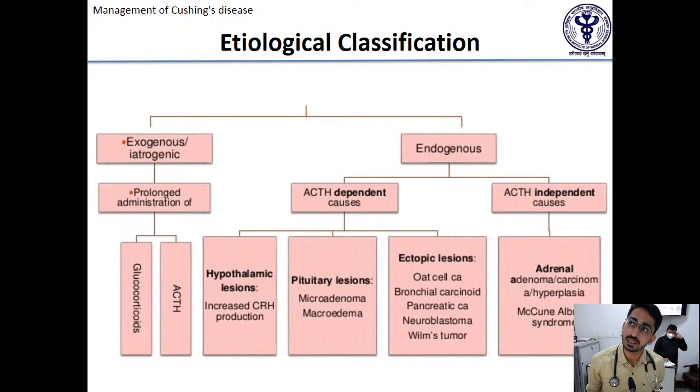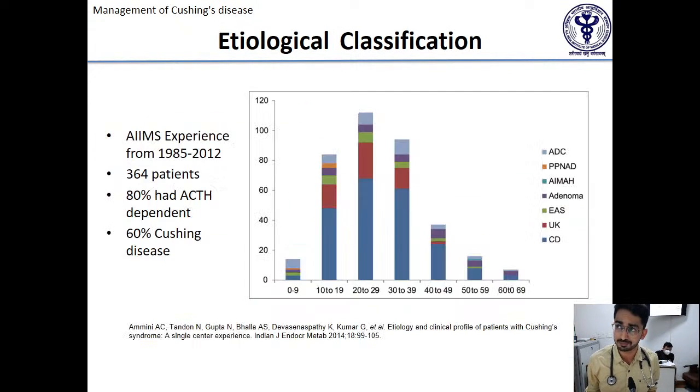Just a quick brief on the etiological classification of Cushing syndrome. We have an exogenous cause, which can be iatrogenic or due to non-iatrogenic causes like bodybuilding, etc. Then we have endogenous causes, which can be ACTH dependent or ACTH independent. ACTH independent causes are because of autonomous secretion from the adrenal in the form of adenoma, carcinoma, or hyperplasia. ACTH dependent causes can be because of excess release from the hypothalamus in the form of increased CRH production, or from pituitary lesions, which is Cushing disease, the topic of our present discussion, and ectopic ACTH causes like small cell or oat cell carcinoma of the lung, bronchial carcinoids, pancreatic NETs, etc.